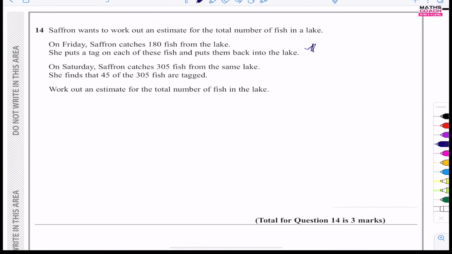Right, so let's start with this sentence up there. So 180 fish are caught out of the total number of fish, which we don't know, the population of the lake. Now we're going to equate this to what happened on Saturday. So on Saturday, 305 fish were caught, and out of those, 45 were tagged. So you can see I've set up this equation right there. All right. So now all I need to do is find out what the value of n is.